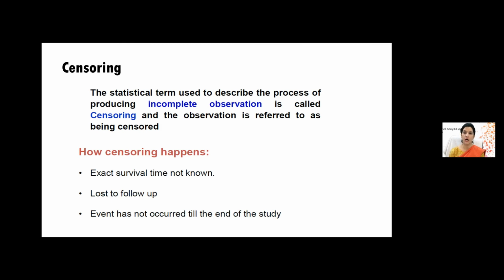So now how can censoring happen? Either you don't know the exact survival time, or there could be loss to follow up, or the event has not occurred till the end of the study. In all these 3 situations, there can be censoring. Is it clear to all of you up till this point? Anyone who has not understood up till this point, or any concepts you would like me to repeat?